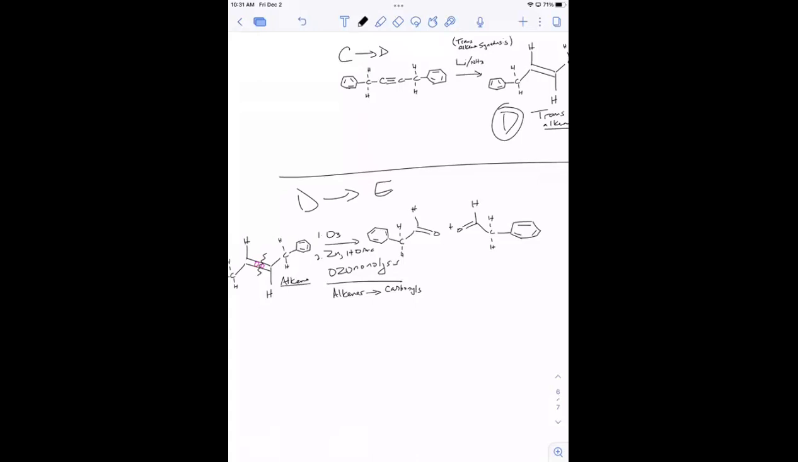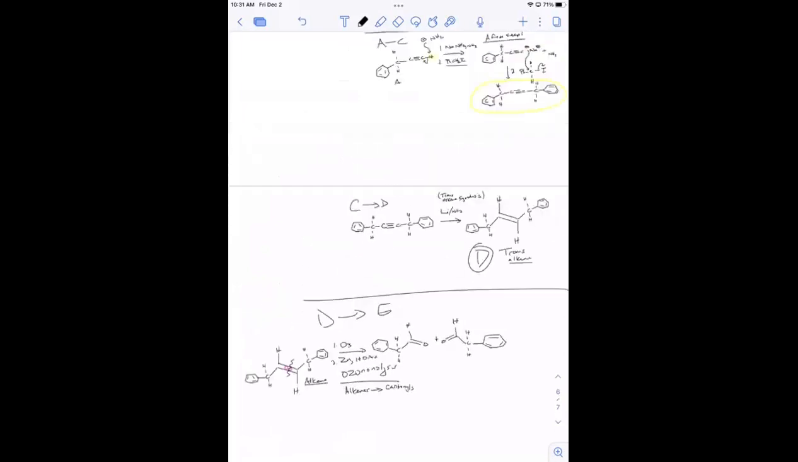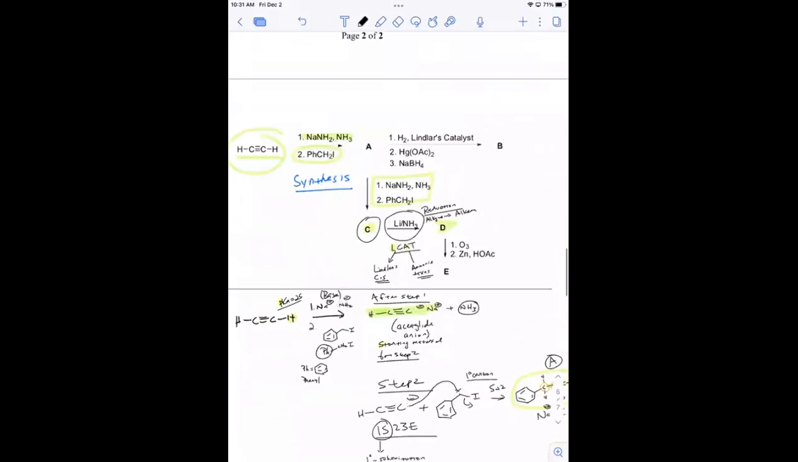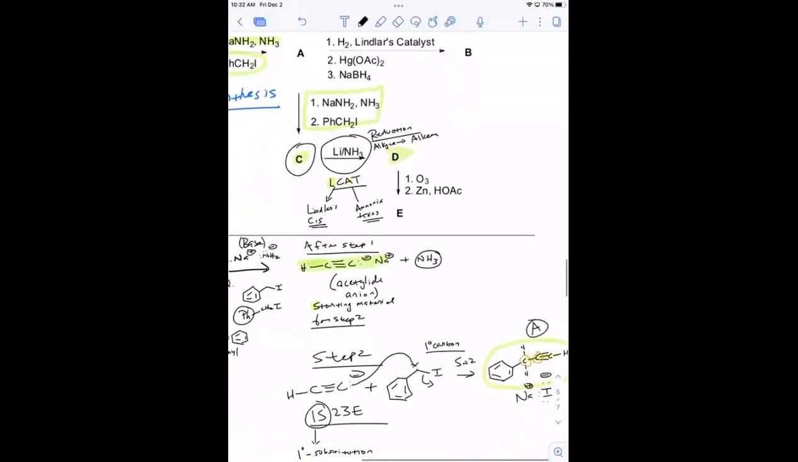All right. There's only one reaction left, I think. Let's go back up top. And it's here. So we're taking A, which we made down here.